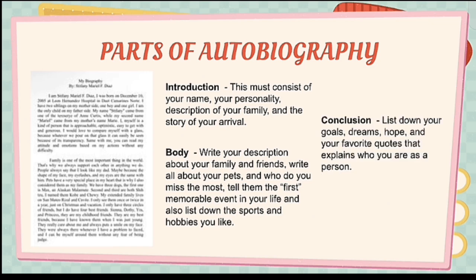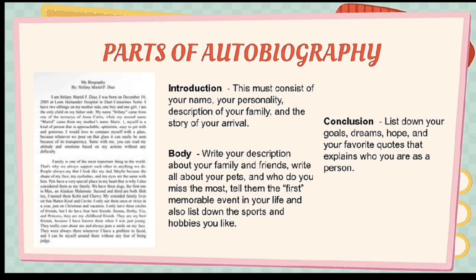Next is the parts of an autobiography. There are 3 parts of it: the introduction, the body, and the conclusion. First, we have the introduction. This must consist of your name, your personality, description of your family, and the story of your arrival. Second is the body. Write your description about your family and friends.